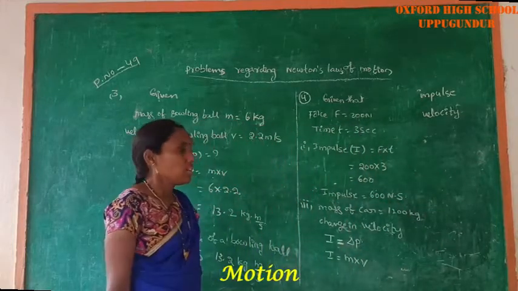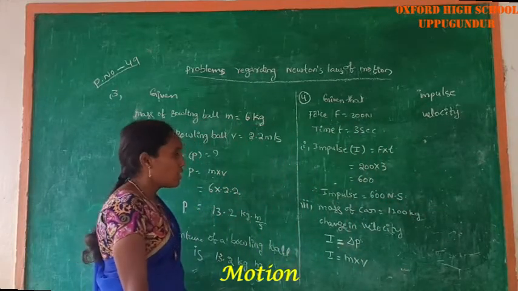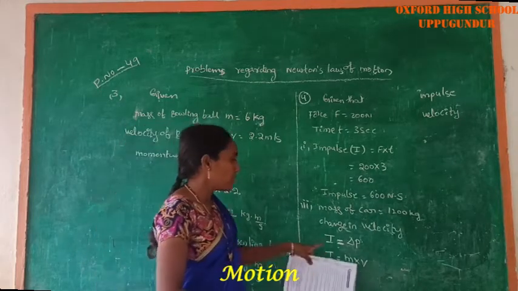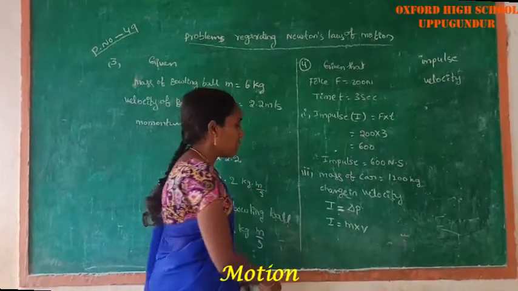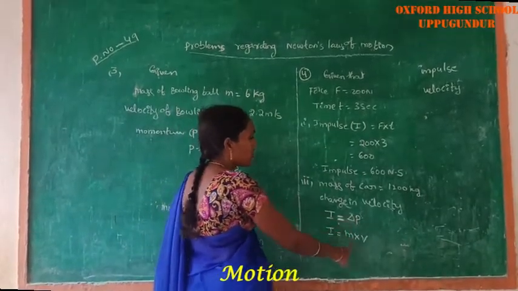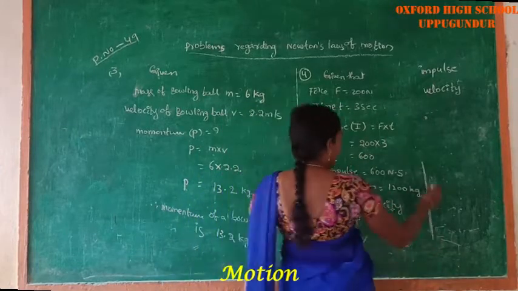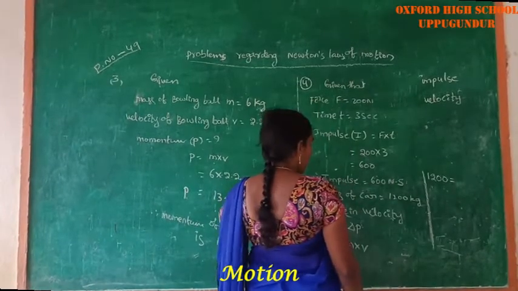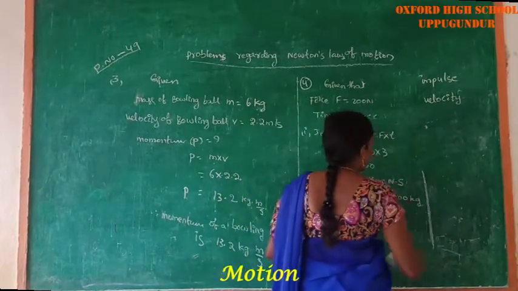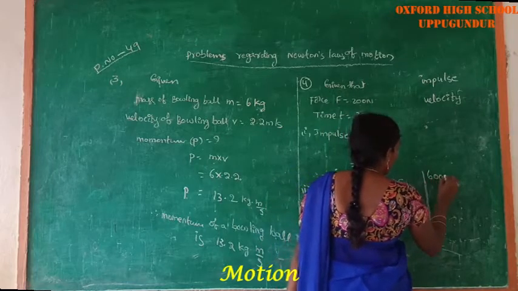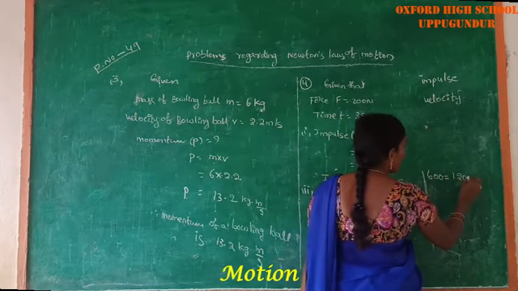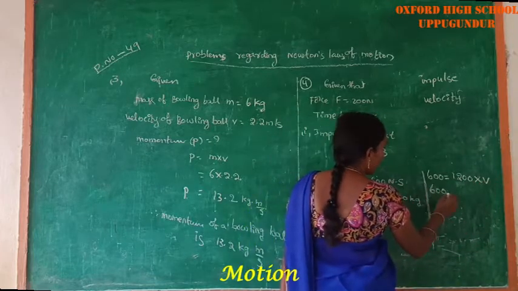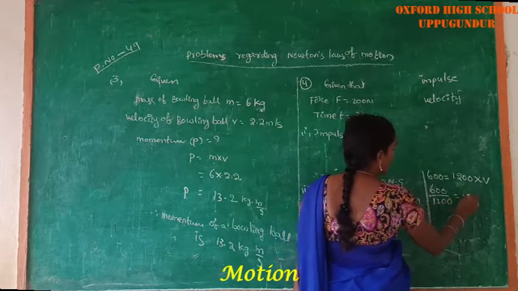See the second part. Here the mass of the car is given and our required value is the change in velocity. Impulse is equal to change in momentum. Impulse I is equal to momentum, meaning the product of mass and velocity. Here impulse is equal to 600, the mass of the car is equal to 1200 and the change in velocity is v. Now this should be written as 600 by 1200 is equal to v.